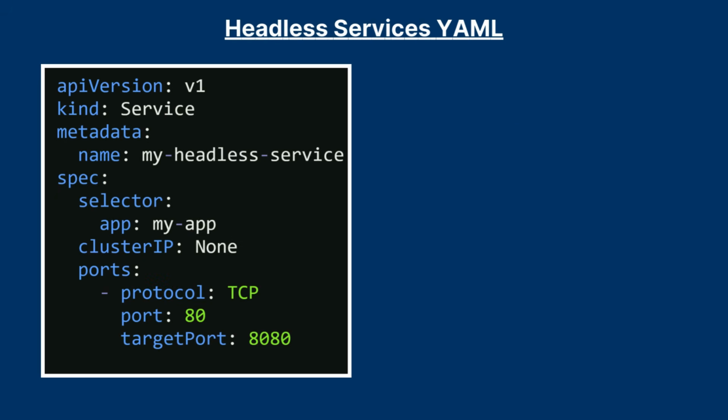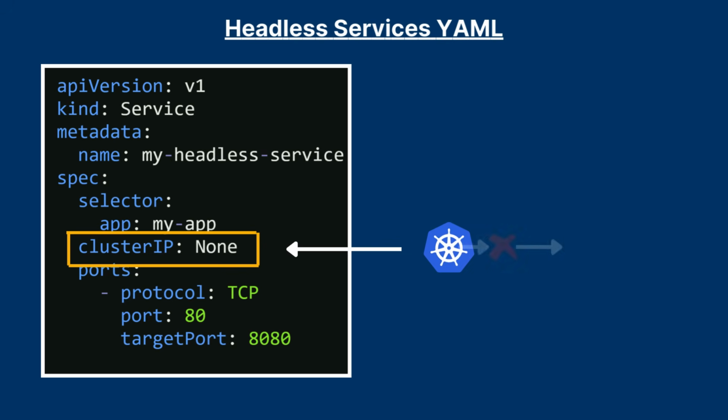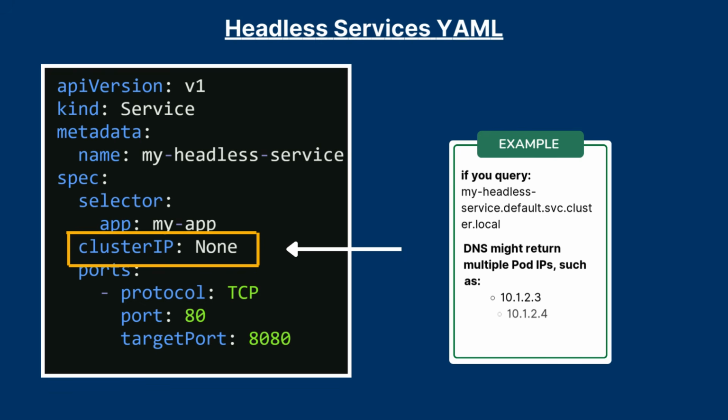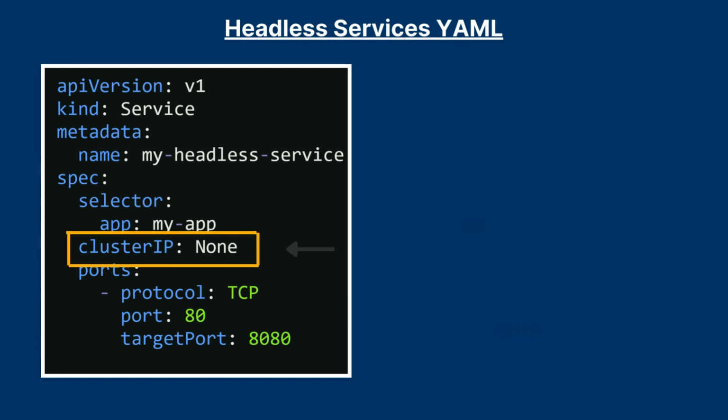Now let's check out this headless service YAML. Cluster IP is set to none. This is the key difference. It tells Kubernetes not to assign a cluster IP. Instead of one virtual IP, the service creates DNS records for each pod. For example, if you query this, DNS might return multiple pod IPs such as these.